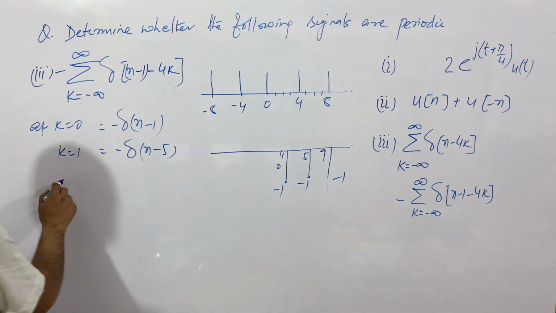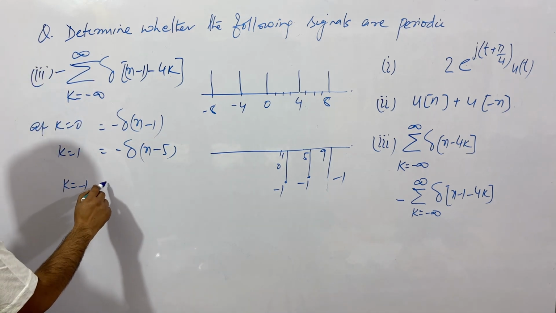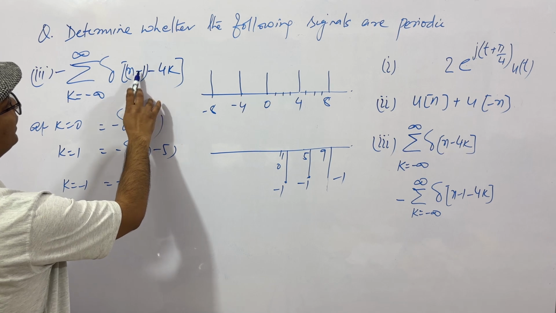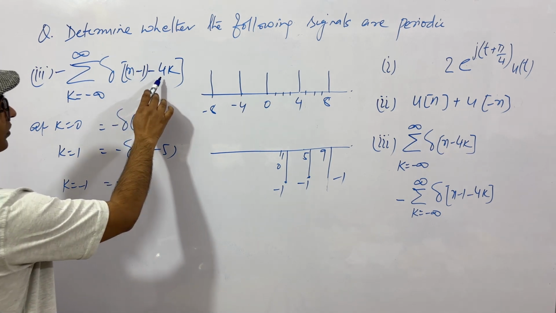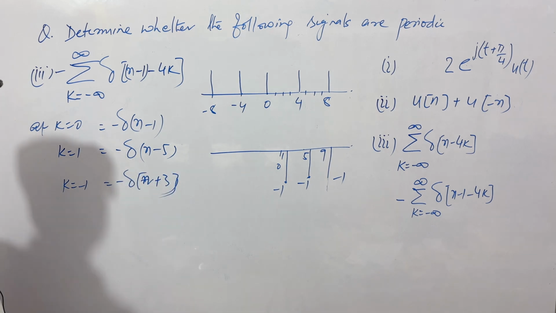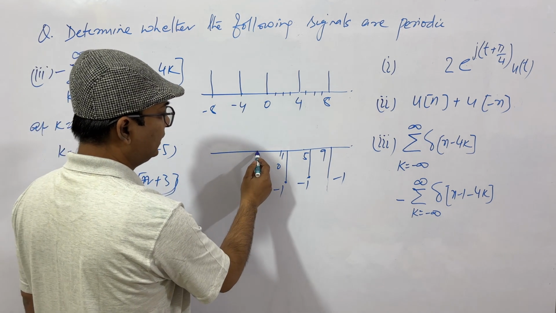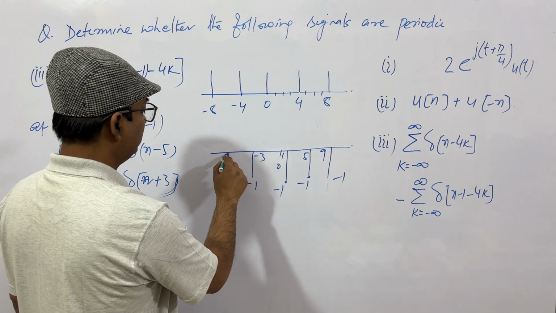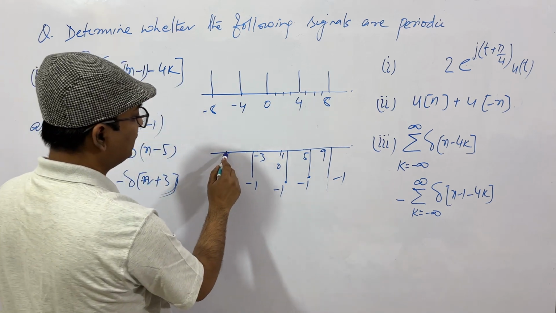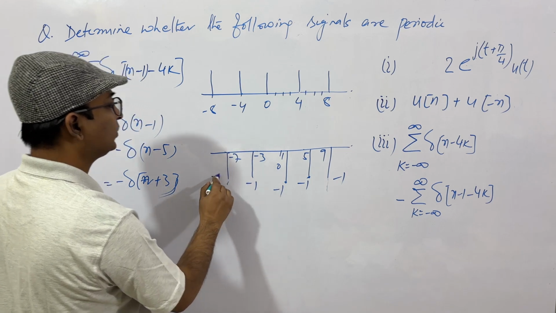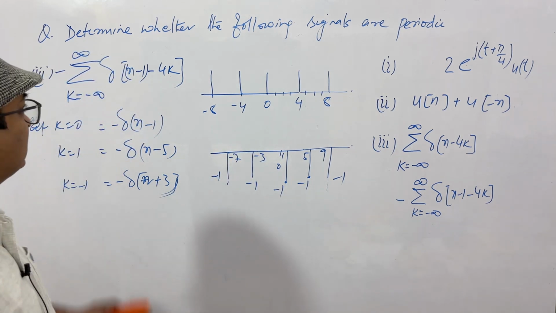This side, that is k equal to minus 1, this will be equal to minus of n minus 1 plus 4. So this will be n plus 3. That is shifted to this side at minus 3. Then similarly, this way 8 minus 1, 7. That is at minus 7. You will have value minus 1. So this signal is like this, the second signal.